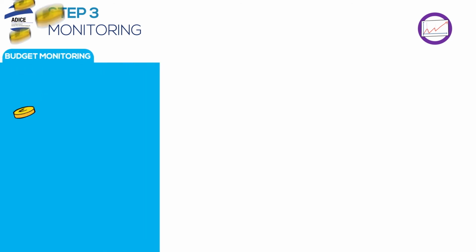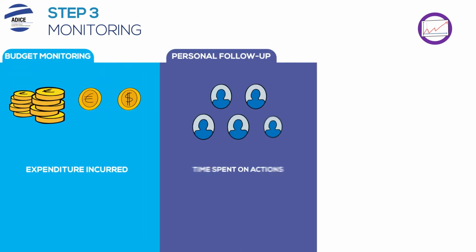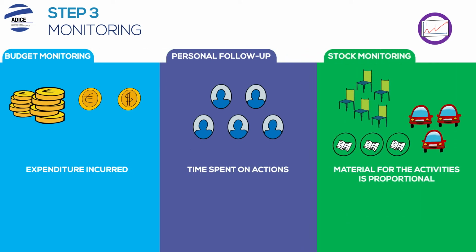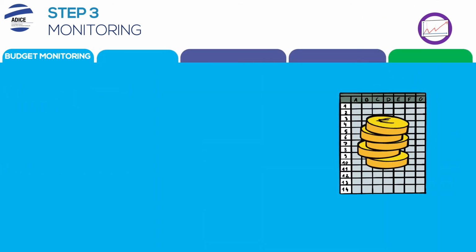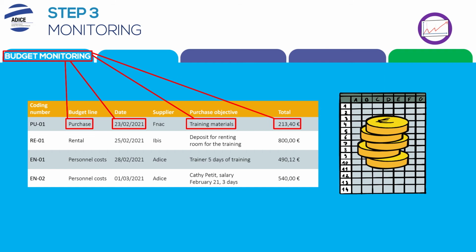Create 3 tracking tables for expenditures made, the time spent on the actions, the stock of materials needed to implement the activities. Enter the expenses incurred in the monitoring table specifying the type of expenditure, the date, the object of purchase, and the amount paid.